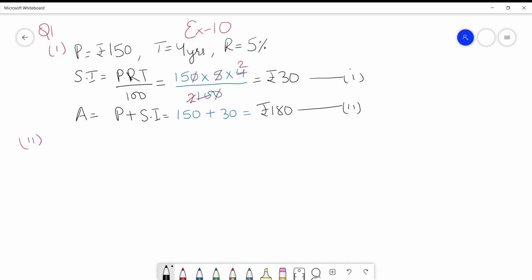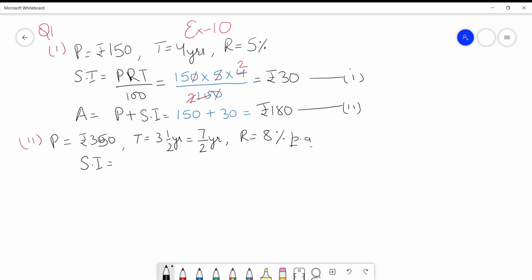So the second one: the principal is rupees 350. Then the time is given as 3.5 years. Now this is in mixed form, so we'll convert it into an improper fraction. That will be 7/2 year. And the rate is given as 8% PA. What do you mean by PA? P means per, A means annum. Annum is equal to year. So no problem, we can do it the same way.